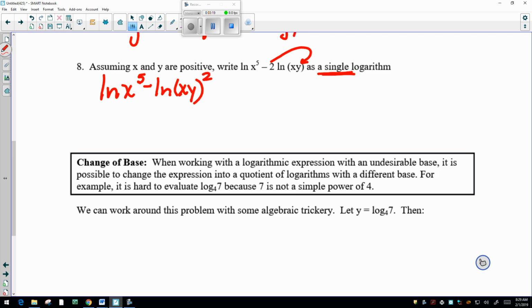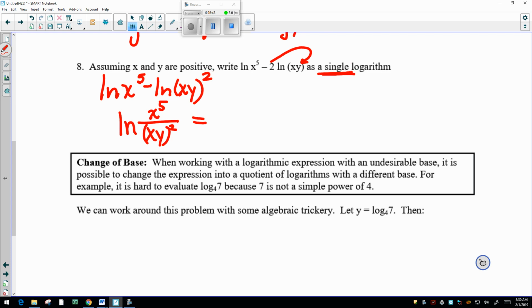Now, again, trying to get it into a single log, I see subtraction. I know subtraction will compress down to division. So here's how you get your single log. Once I turn it into division, I lose the 2. I have my numerator is from the first term. My denominator is from the second term. And now we can simplify this.